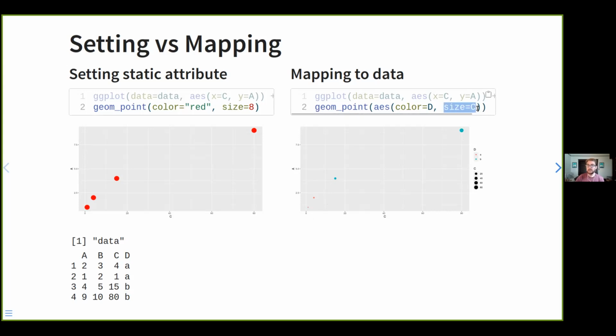And I can also do the same thing with size. So I want size to be based on this third variable C, which is increasing as you get down this data frame. You can see the size of each point is different according to the scale here. It's all pre-generated according to what the data is that you feed it. So this is mapping data using the actual variables versus just setting a static attribute.